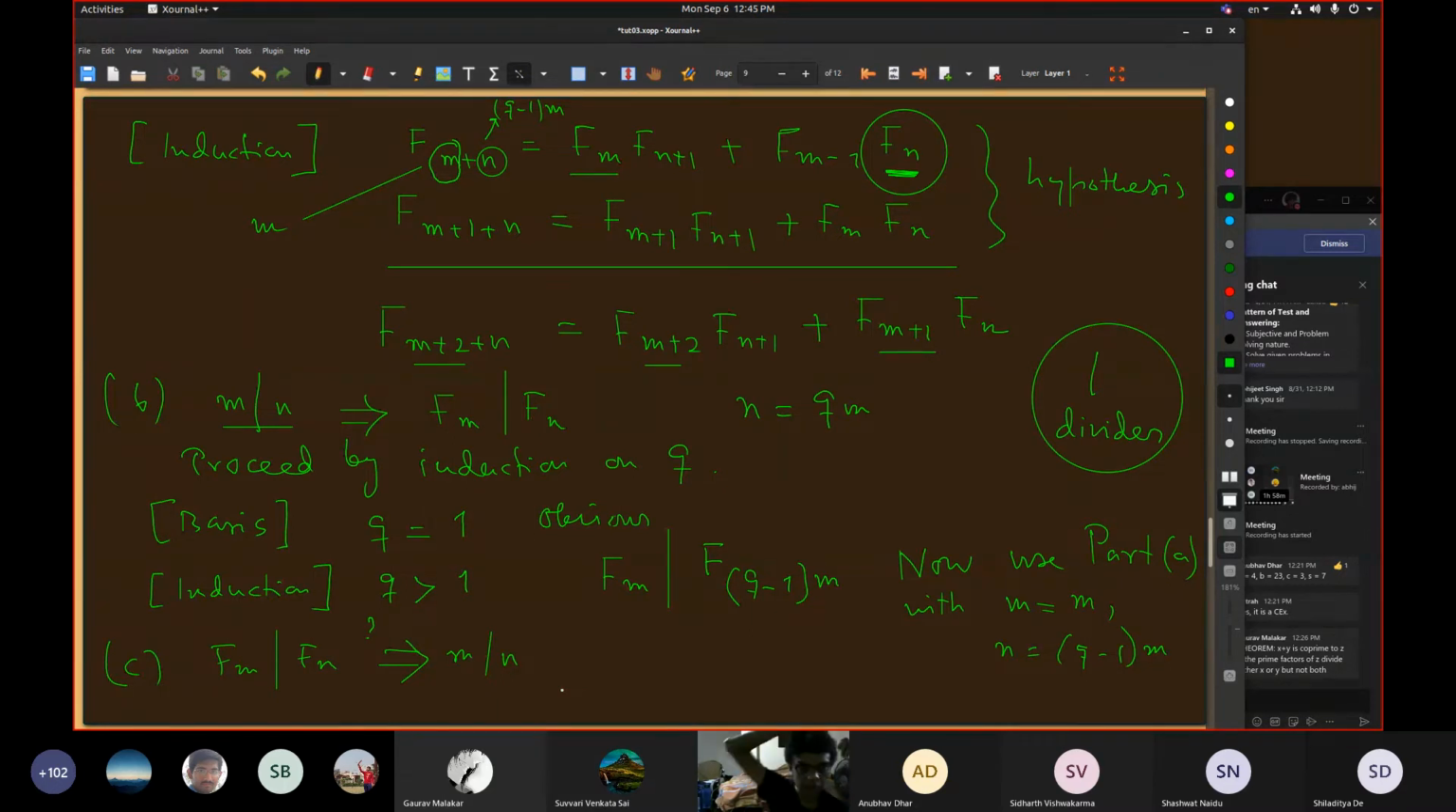Okay, so what about the converse? This is not true. Sir, I have a counterexample. Assume that m is equal to 2 and n is equal to 1. You can prove it false by providing a counterexample. Note that f0 is 0, f1 is 1, and f2 is also 0 plus 1, which is 1. That divides f1, which is also 1. But this does not imply that 2 divides 1. So this is false.